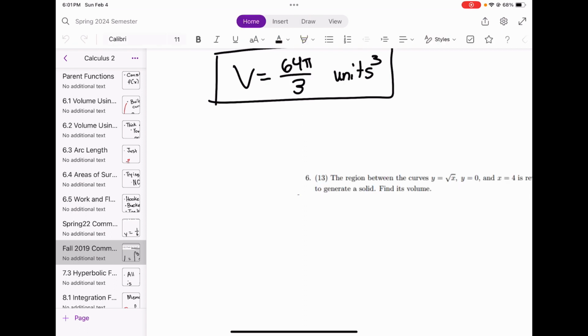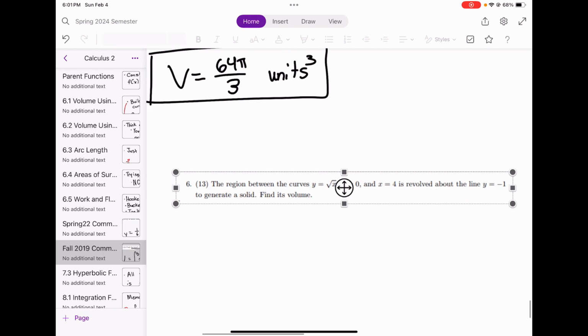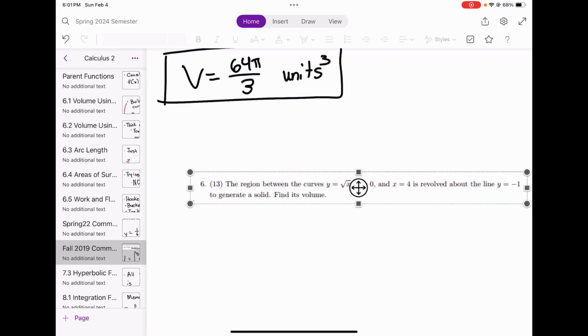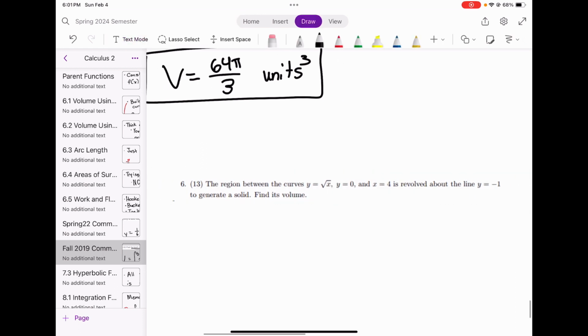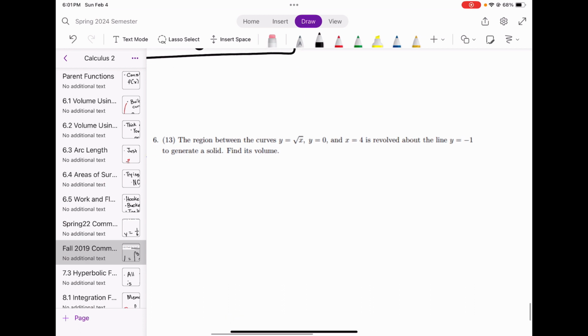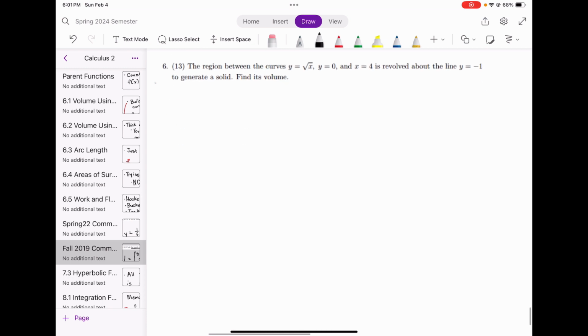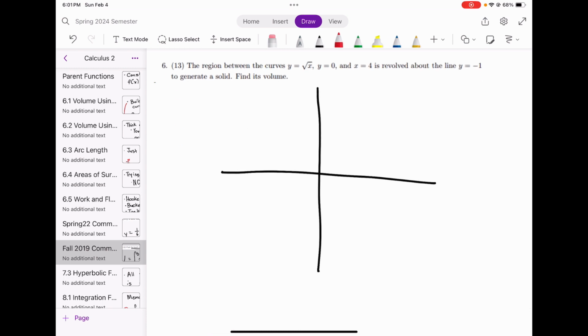All right, let me move this a little bit more centered, I guess. Number 6, the region between the curves y is equal to the square root of x, y is equal to 0, and x is equal to 4 is revolved around the line y is equal to -1 to generate a solid. Find its volume.